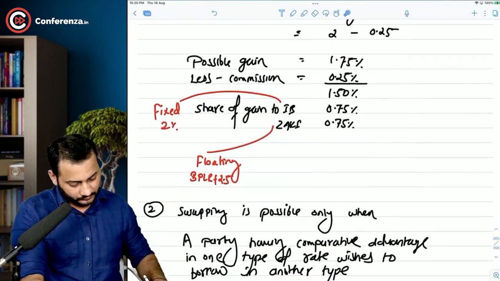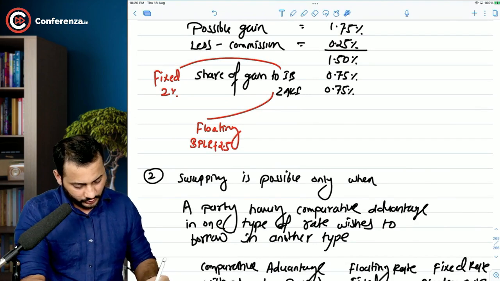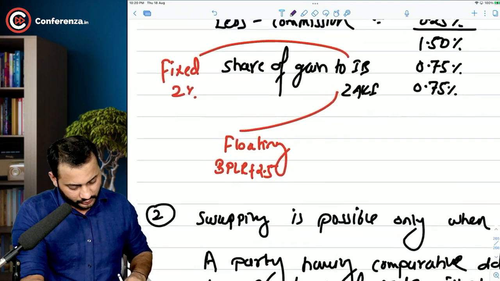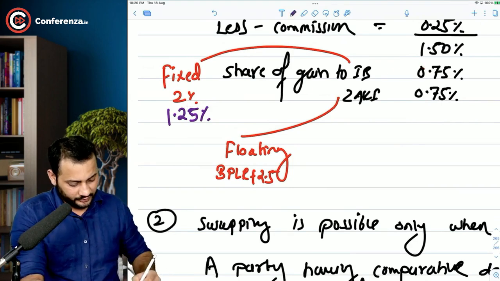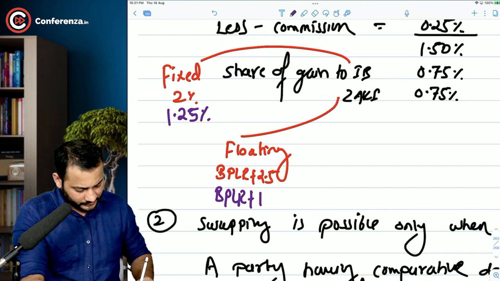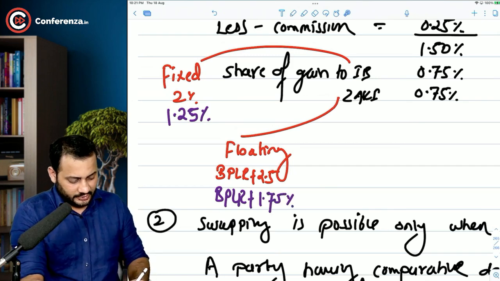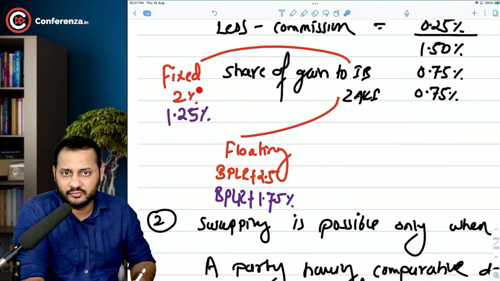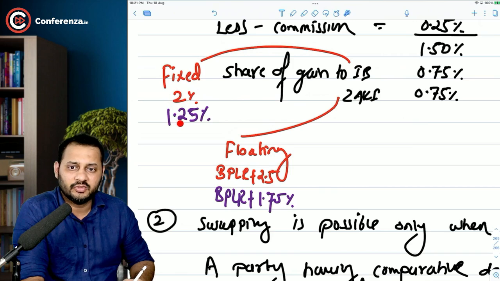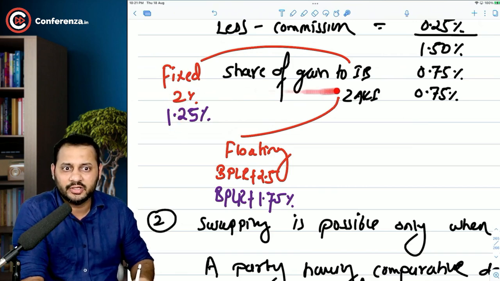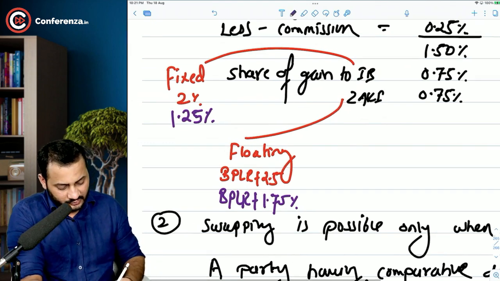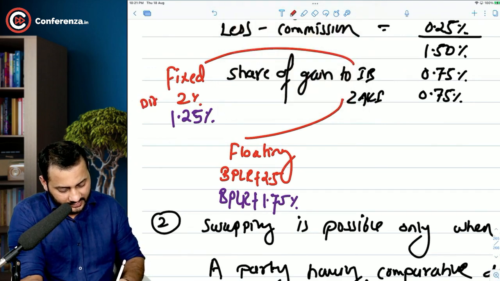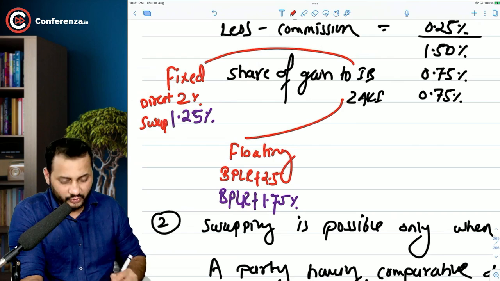That means the actual cost to IB should be 1.25%. Then only we can say that 0.75 is a gain to it, and BPLR plus 1.75%. See, if I can borrow directly from the market at fixed rate of 2%, and I can borrow at fixed rate in swapping but at 1.25%, can I say that the benefit is 0.75? Yes, sir. And this is the benefit of 0.75 to Zaki also. He wanted floating, he is getting floating, but at much lower than the direct market rate. Understand? This is the direct rate if you go to the bank, and this is a swap rate if you do some transactions in the swapping.